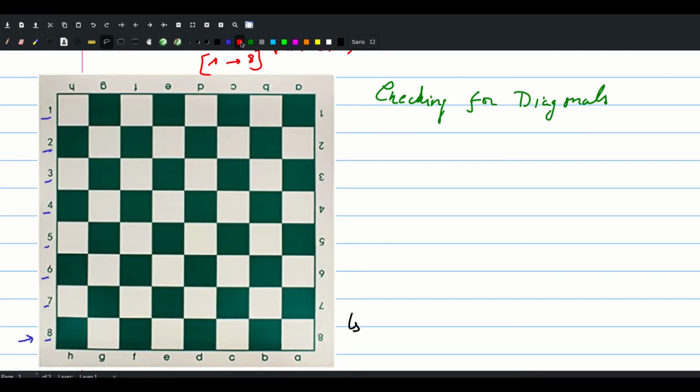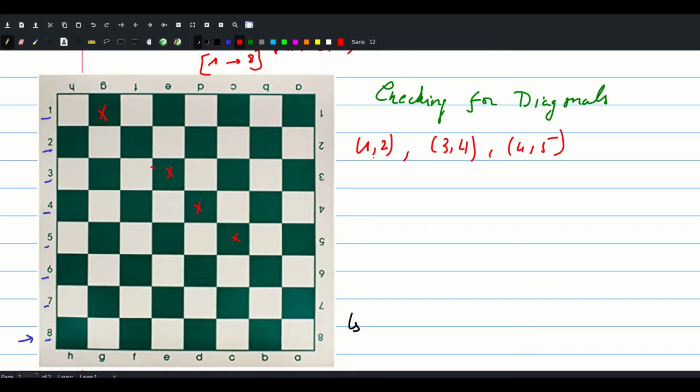Okay. So if a queen is here, no other queen can be on this diagonal. So it cannot be here, nor here, nor here. You get the point. So if we look at this coordinate right here, it is at point 1, 2. How about this point here? This point is at coordinates 3, 4. And the next one is at coordinates 4, 5.